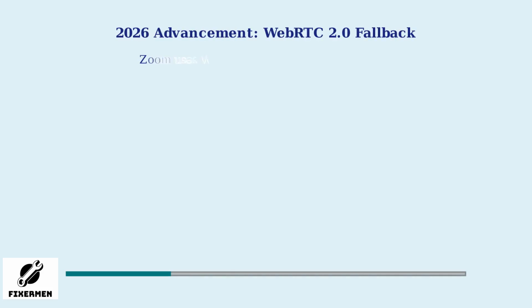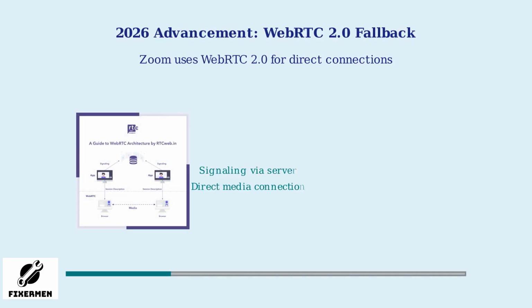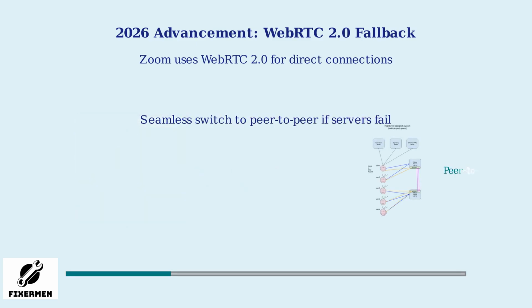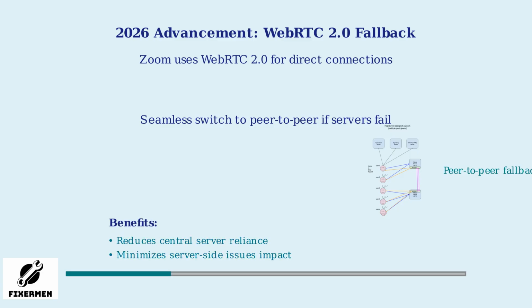Zoom's 2026 advancement incorporates WebRTC 2.0, enabling seamless fallback to peer-to-peer connections when server links fail. This technology allows direct communication between devices without relying on central servers. The WebRTC architecture uses signaling through a central server to establish connections, then switches to direct media streams between browsers or apps. When server connections fail, WebRTC 2.0 automatically switches to peer-to-peer mode, bypassing the need for central servers. This fallback mechanism significantly reduces dependency on central servers and minimizes the impact of server-side connectivity issues.